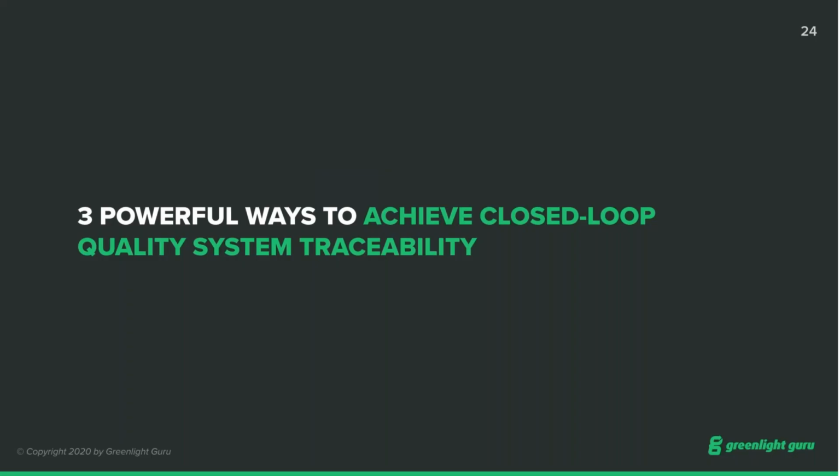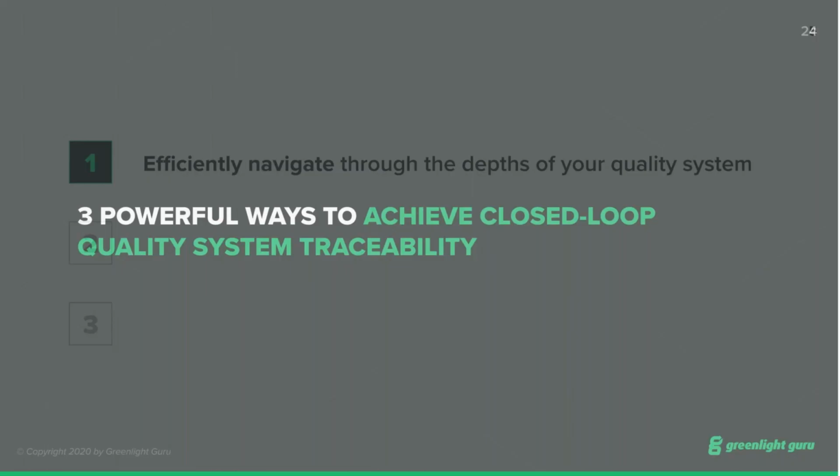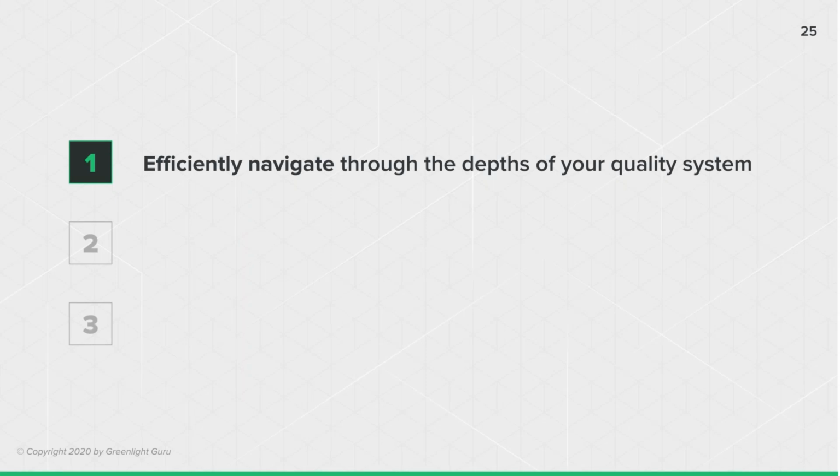Now we're really going to dive into 3 specific examples of how we can help you with this, using Visualize, and how you can achieve that closed loop traceability. The first one here is we just want to be able to efficiently navigate through the depths of your quality system.